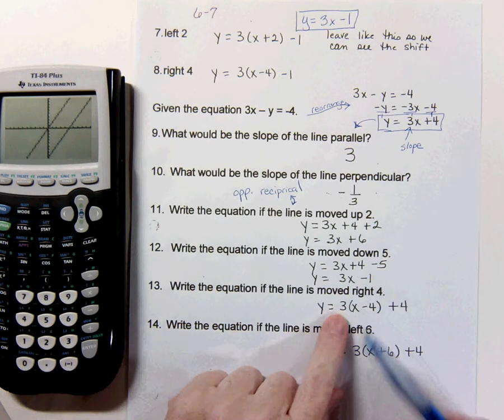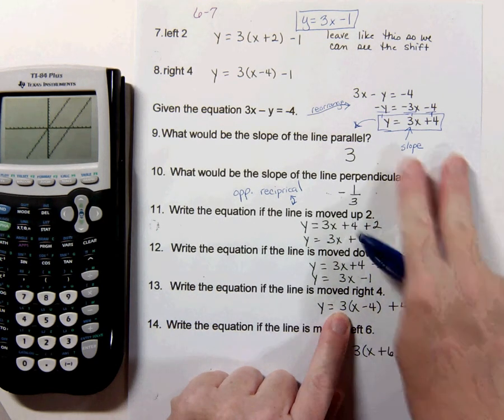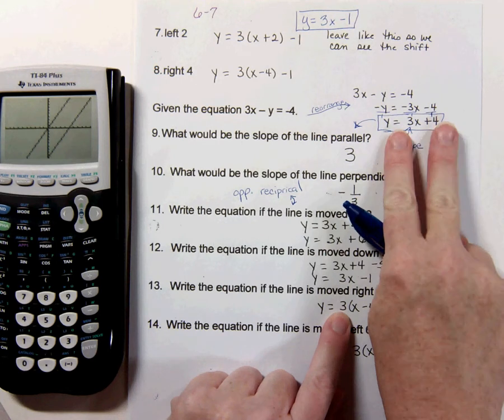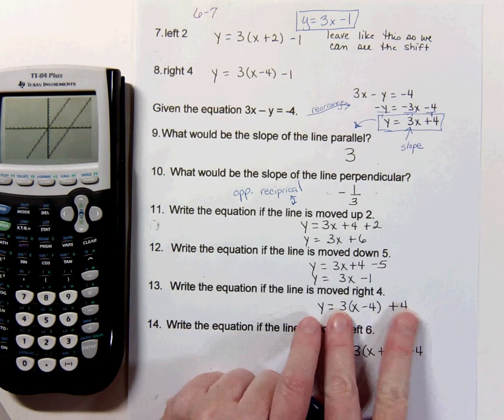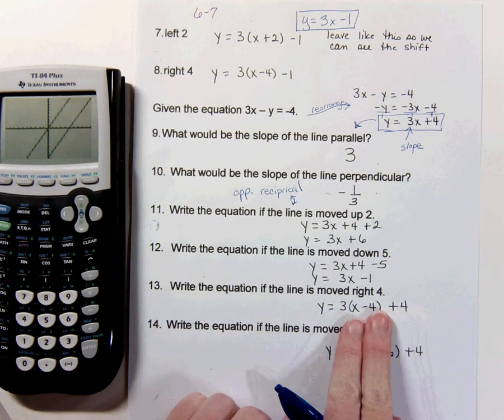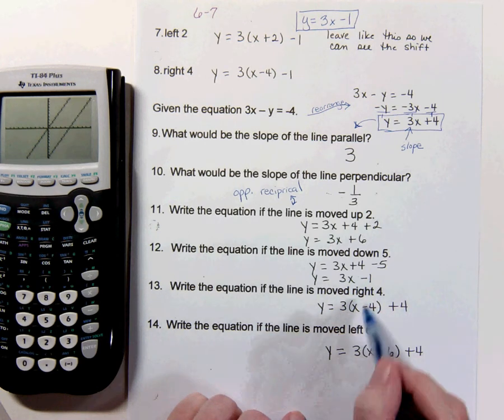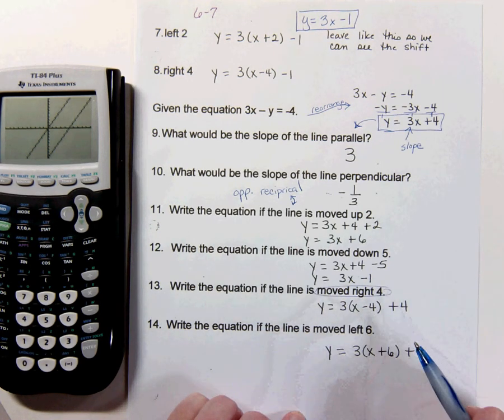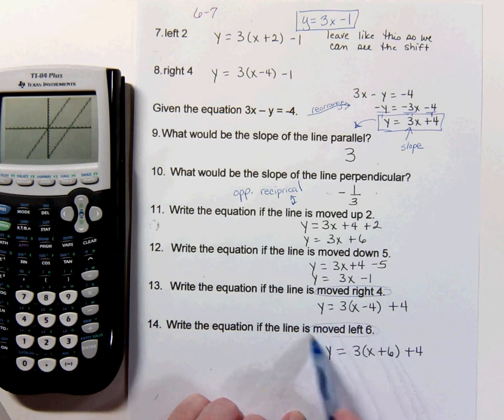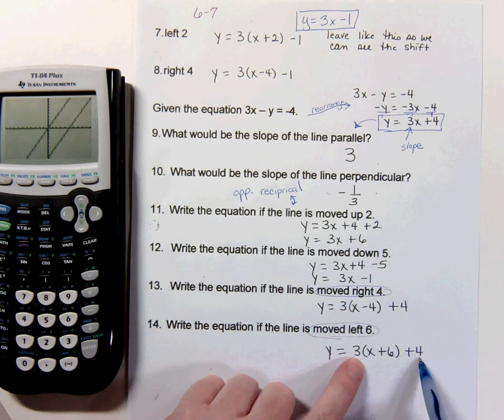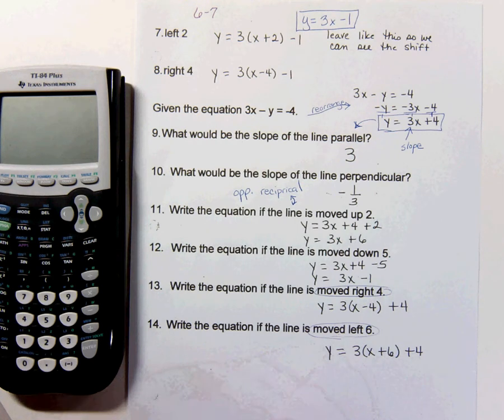But notice I kept the 3 and the 4, just like in the original problem here. It's this inside the parentheses that makes this movement. If it moves to the left, it's a positive inside the parentheses, but again, the 3 and the 4 stay the same. So go try some of the problems in 6-7 in your assignment.